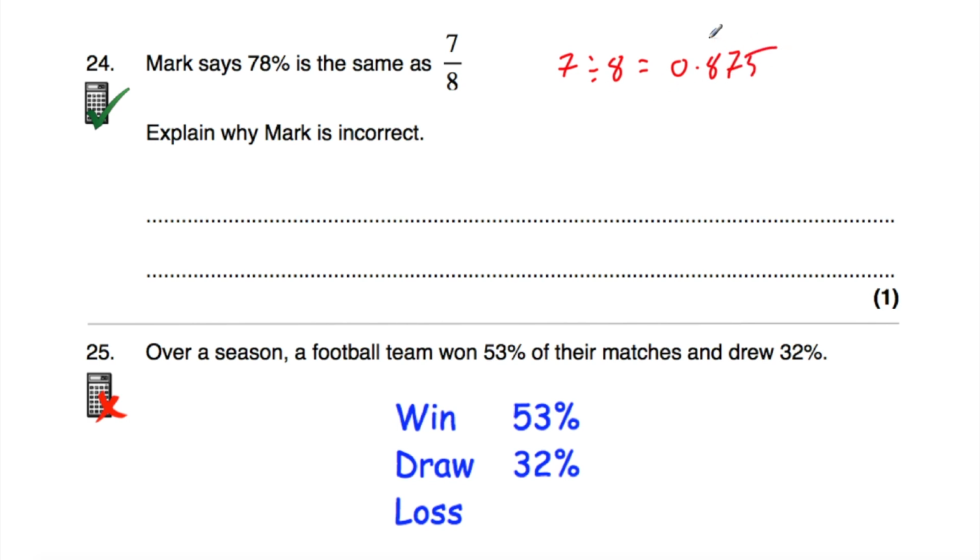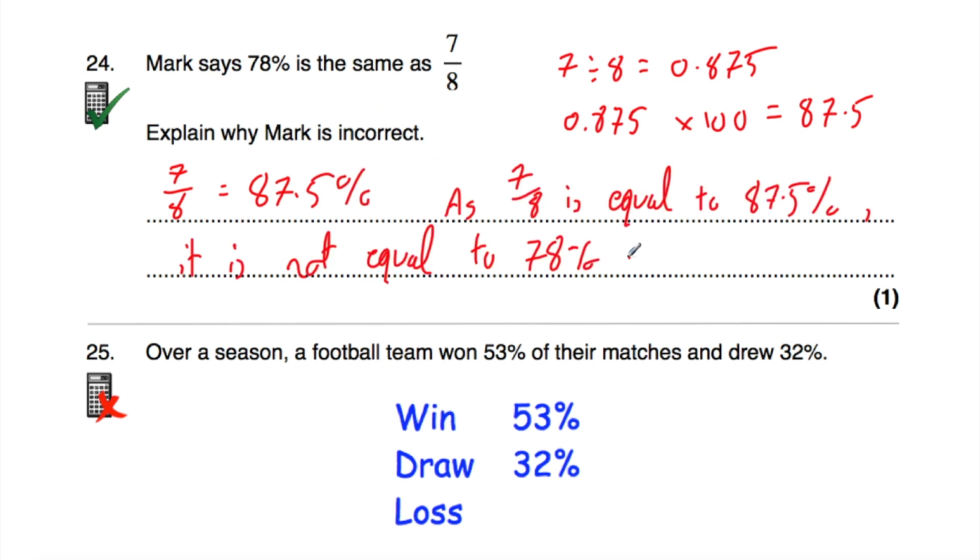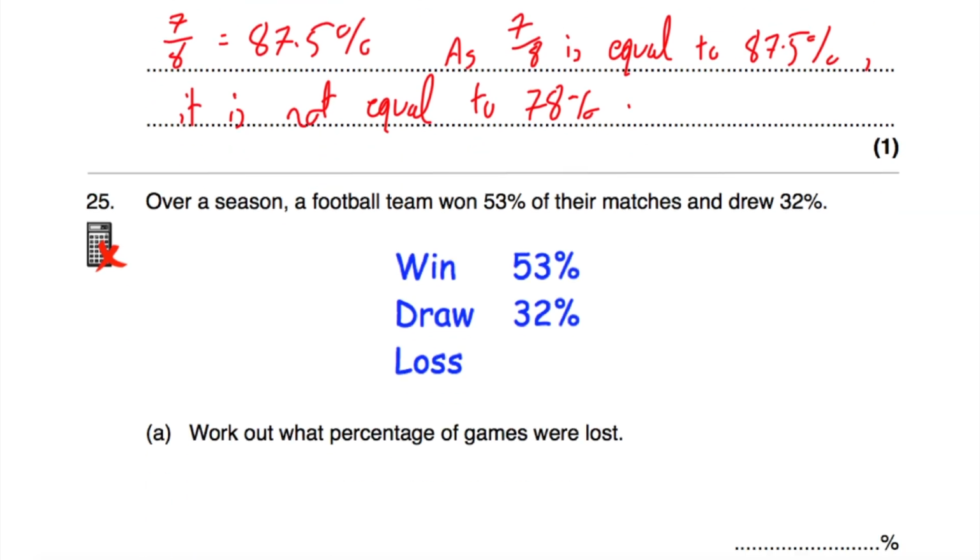0.875. So if you times that by 100, 0.875 is equal to 87.5. So that means that 7/8 is equal to 87.5%. We've been asked to explain why Mark is incorrect. Let's explain that. I've just explained that as 7/8 is equal to 87.5%, it is not equal to 78%. And that's it.